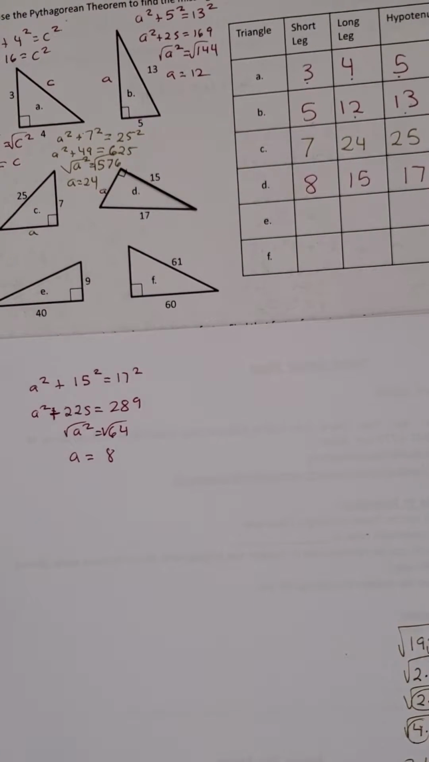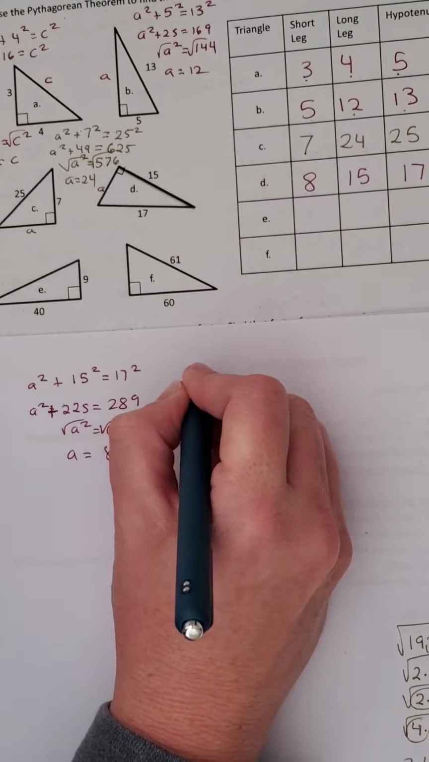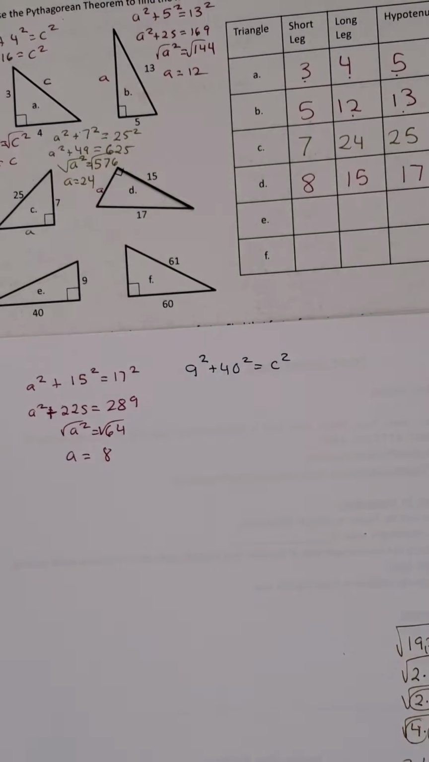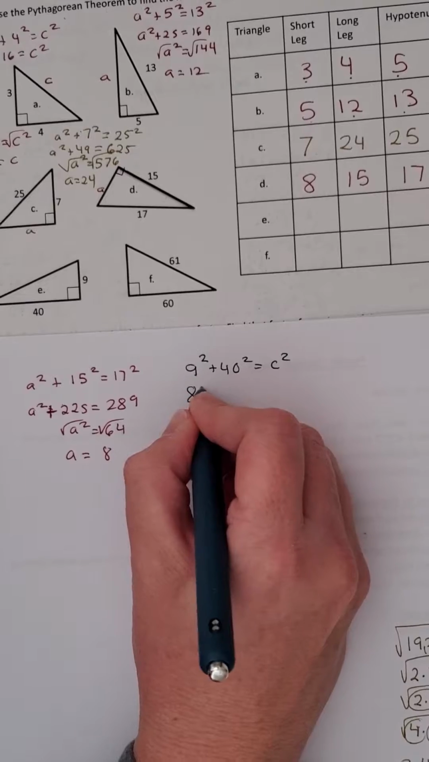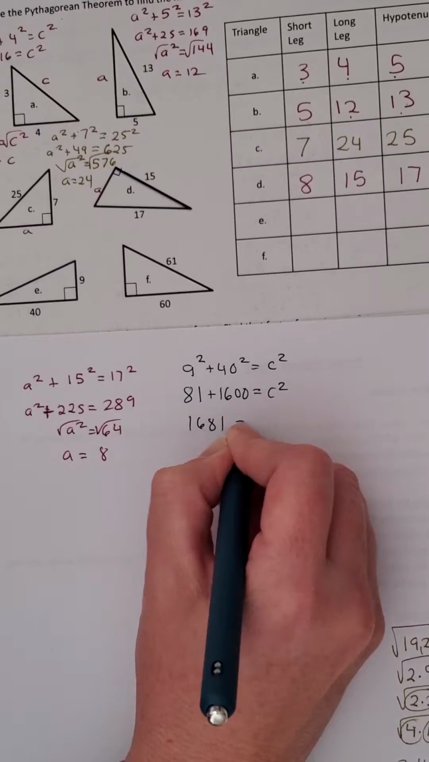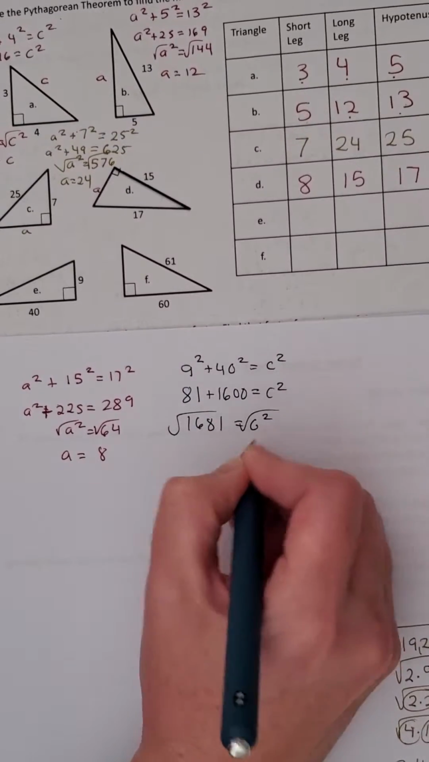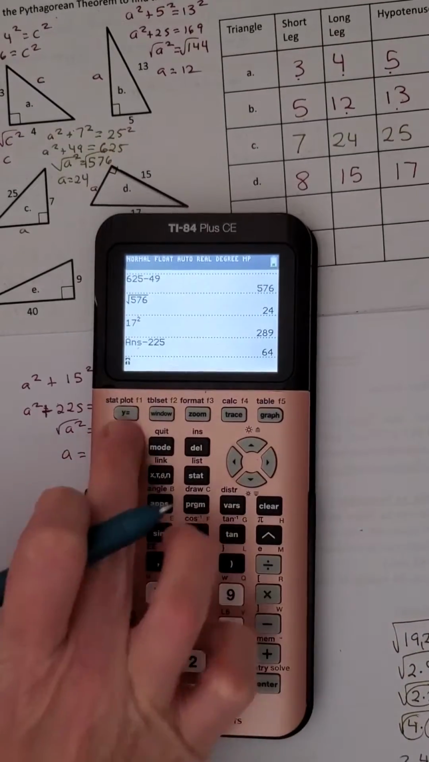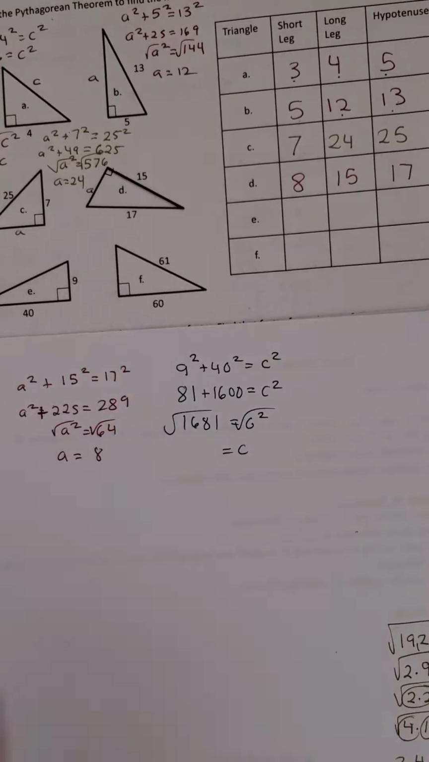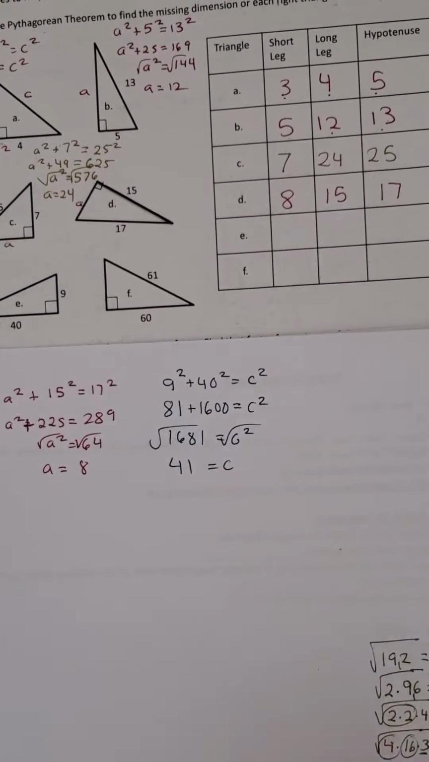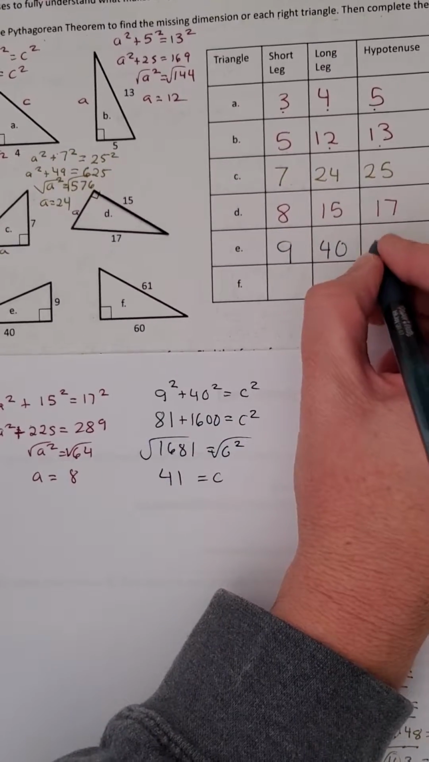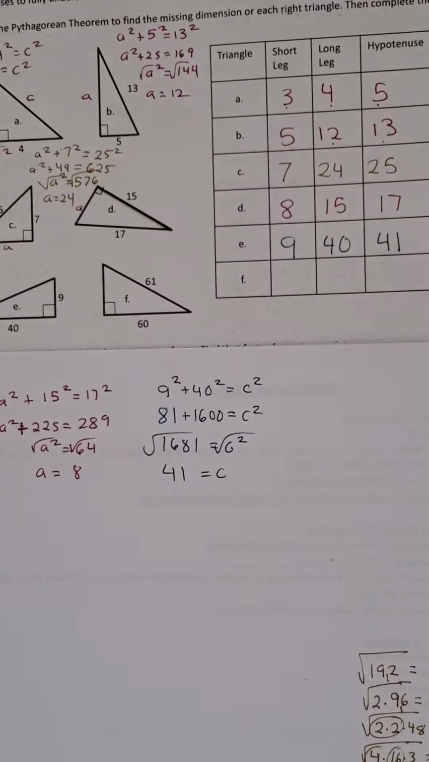All right, the next one we're going to try is 40 and 9. So this would be 9 squared plus 40 squared equals c squared. This time it's our hypotenuse that's unknown. That's 81 plus 1600 equals c squared. That's 1681 equals c squared. Square root both sides. C equals, I don't know the square root of 1681, but it looks like it's 41. So C is 41. And so our shorter leg would be 9, our longer would be 40, and then our hypotenuse would be 41.